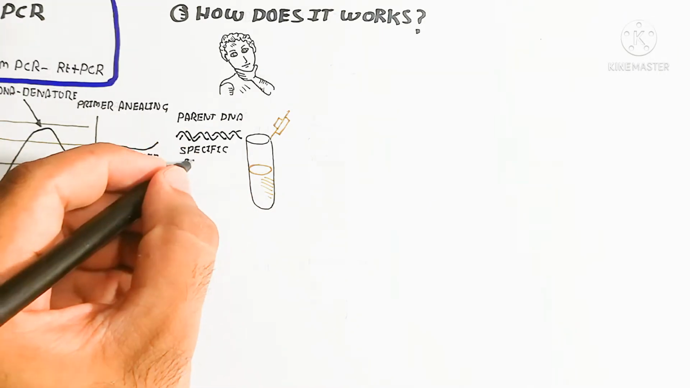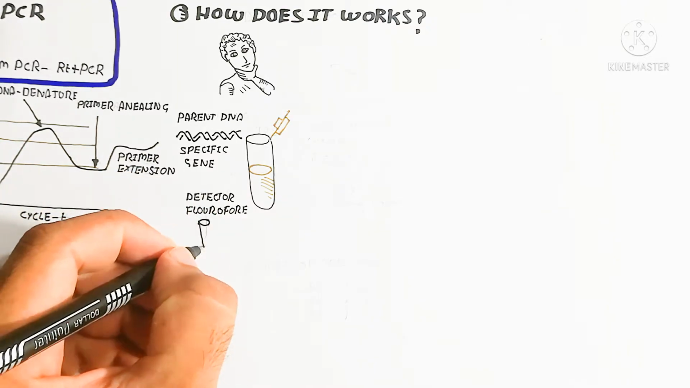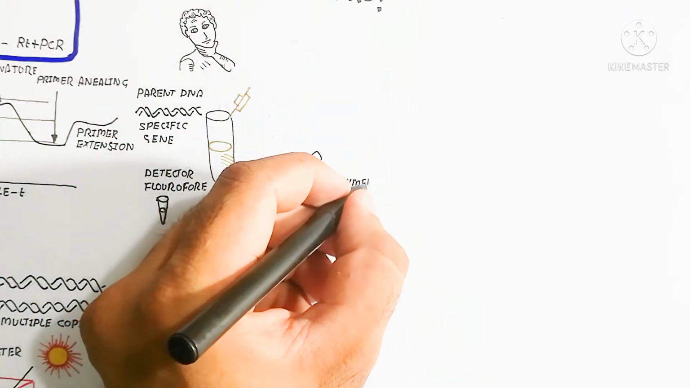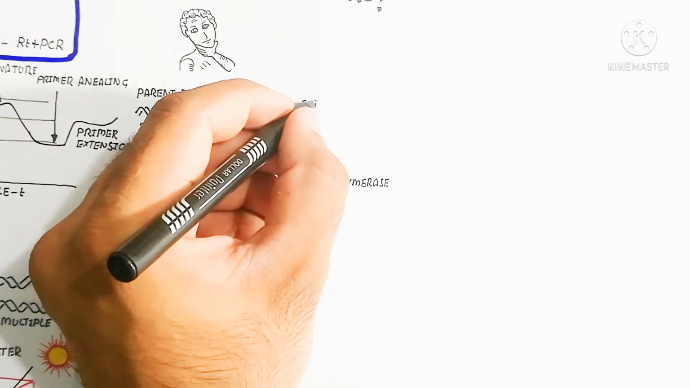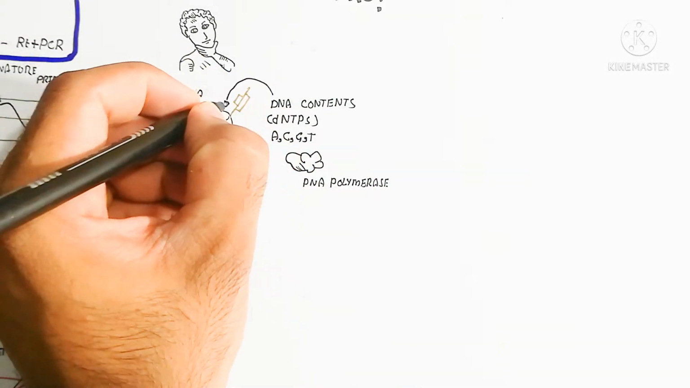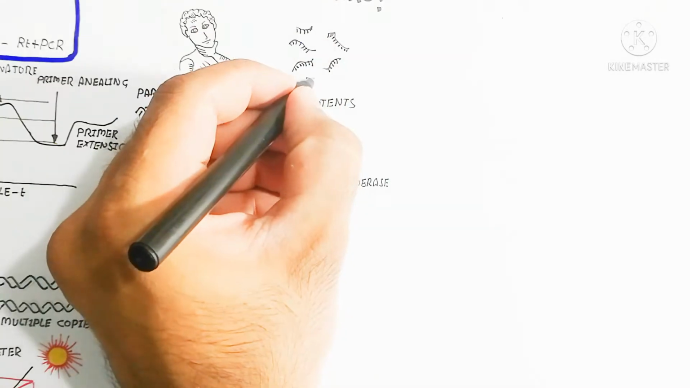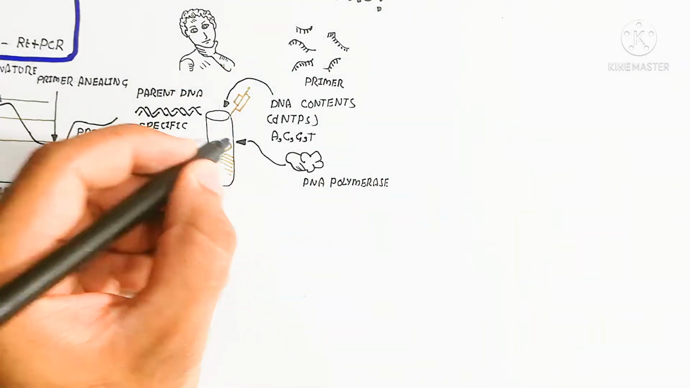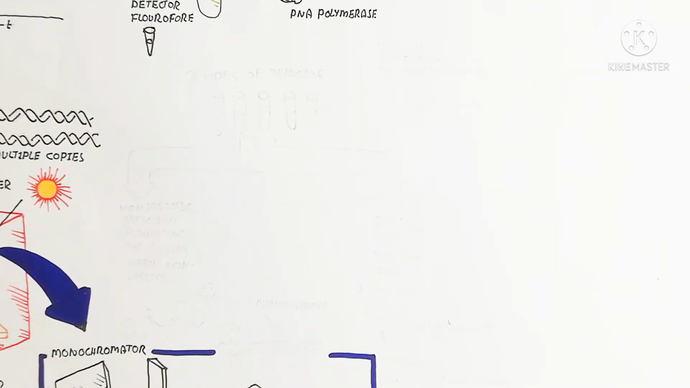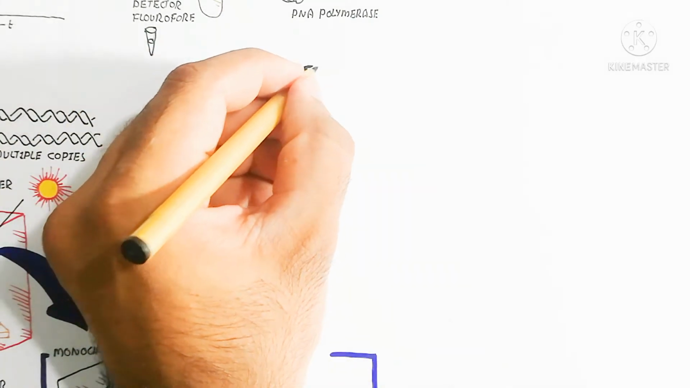The fluorophore is basically SYBR Green, used for non-specific detection, while TaqMan is used for specific detection. Here we are putting the DNA polymerase enzyme and DNA contents as well as the specific primer, which is used for the amplification of the gene of interest in the sample. So here the parent DNA contains the specific gene. That DNA has many more segments, but we are going to amplify our interest.